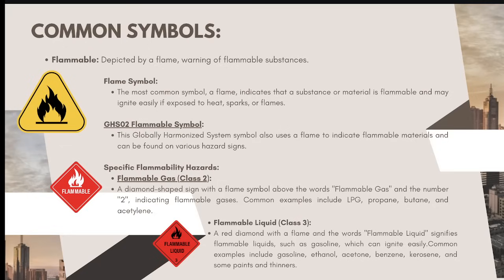So we have here some specific flammability hazards, or the classes of flammable materials. First is Class 2, the flammable gas. This is the diamond-shaped sign with the flame symbol above the words flammable gas, and the number 2, indicating flammable gases. Common examples include LPG, propane, butane, and acetylene.